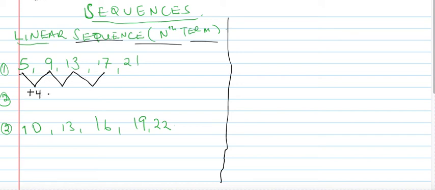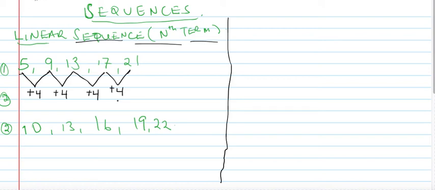This is where the name linear sequence comes from, because they are adding 4 to every term to get to the next one. So the 4 is called the term to term rule.